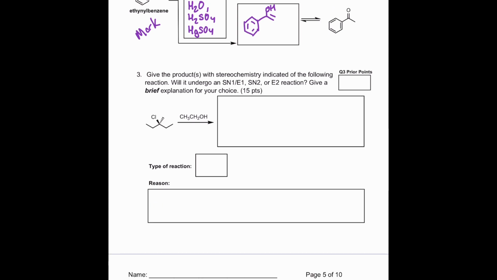Number 3, it says, give the products with stereochemistry indicated of the following reaction. Will it undergo SN1, E1, SN2, or E2 reaction? Give a brief explanation of your choice. So the number one thing that I usually do when it comes to these problems is, one, identify your nucleophile, I'm going to say nuke. And then two, identify the electrophile, elec. So the nucleophile attacks the electrophile.